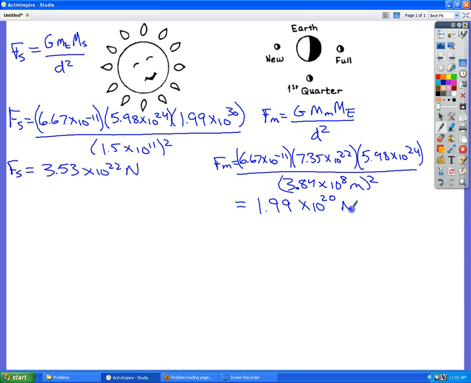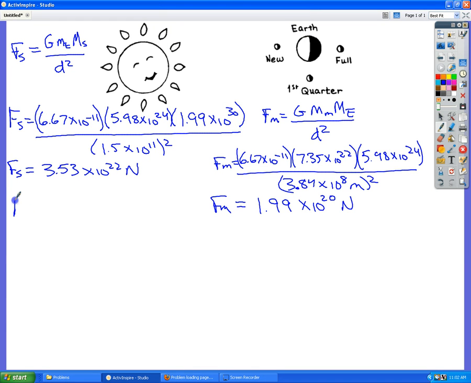When we're done, we find out that the force of the moon is about 1.99 times 10 to the 20th newtons. So the force of the moon pulling on the earth is significantly smaller than that of the force of the sun, but not by a whole bunch. You'll notice it's by an order of about 10 to the second. And it's because even though the sun's really massive, it's very far away, and even though the moon is not very massive, it is very close, relatively speaking.